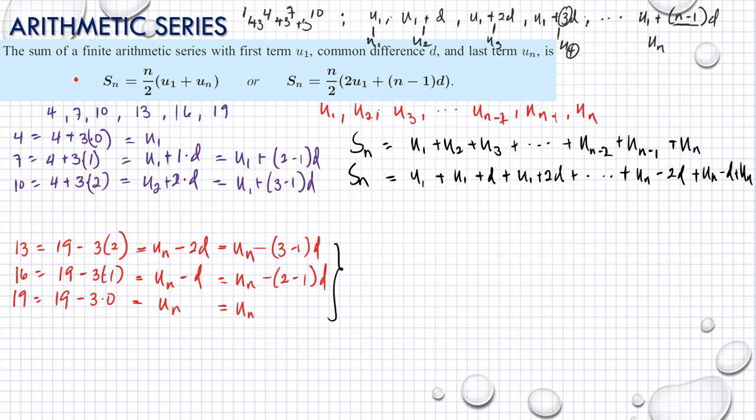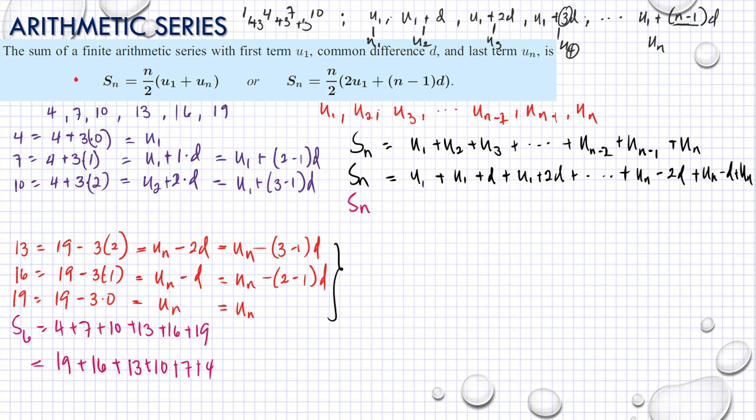It doesn't matter if I add this way or that way. I will use an example with only 6 terms: 4 plus 7 plus 10 plus 13 plus 16 plus 19, or I can add this way: 19 plus 16 plus 13 plus 10 plus 7 plus 4. It doesn't matter. That is what I am trying to use here.